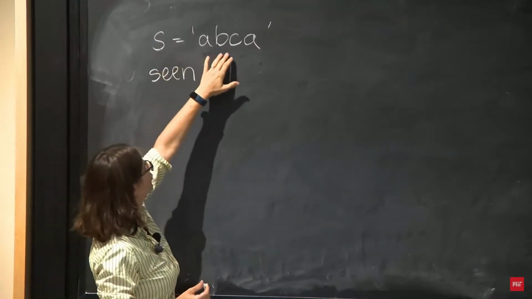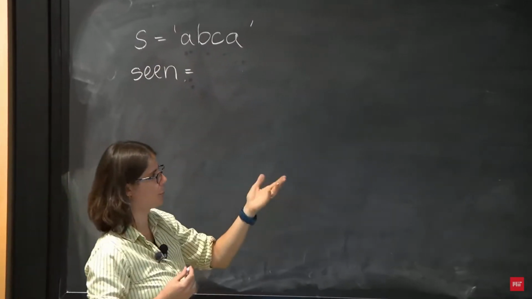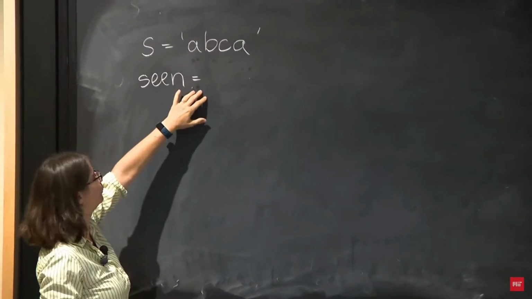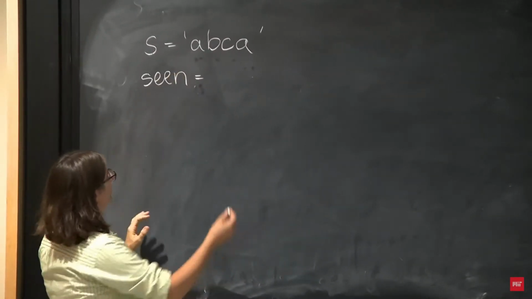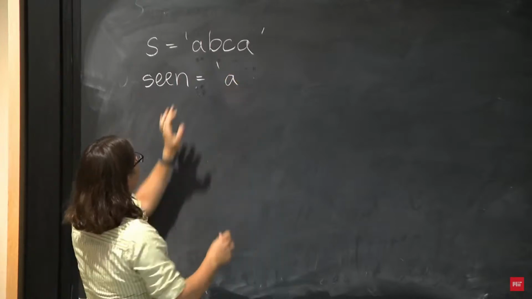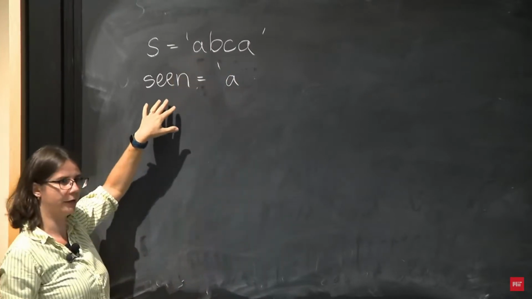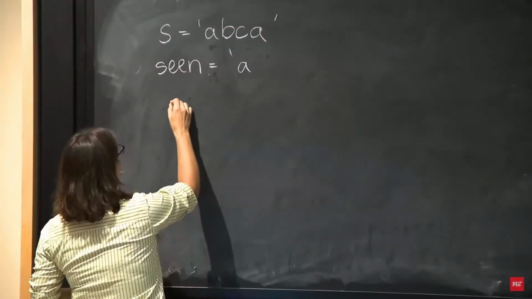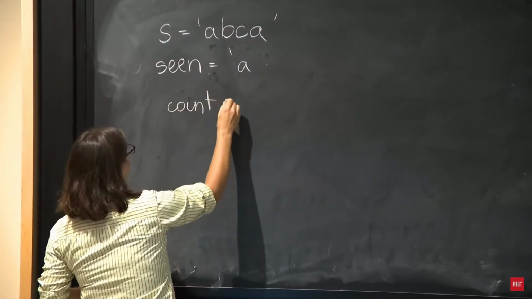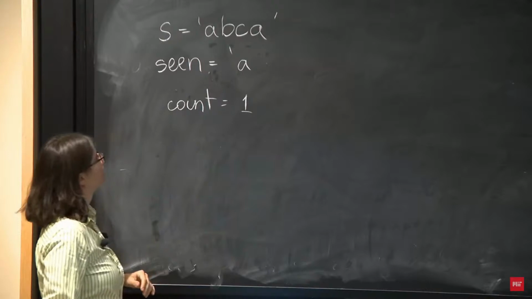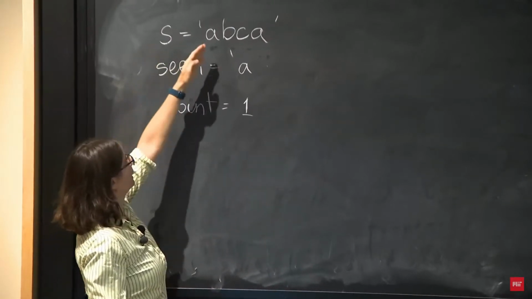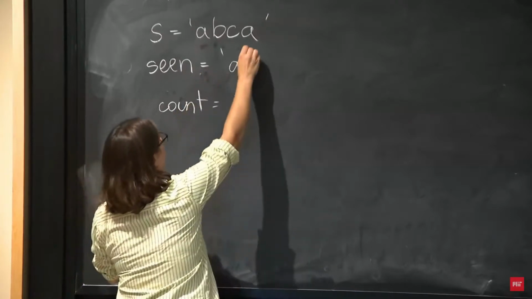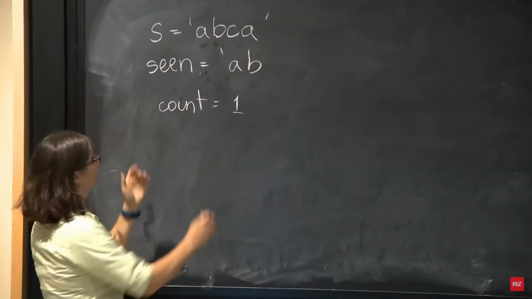As I'm looking at each character, I'm going to keep track of it. If it's something I haven't seen before, what I want to do is say, okay, I have now seen this A. So I'm going to add it to a seen variable. And then I'm going to increment a counter, right? I've seen it once, so count equals 1 now. The next time I look at the next letter, I'm going to say, it's a B. Have I seen it before? No. Let me add it to my seen variable and increment my count.